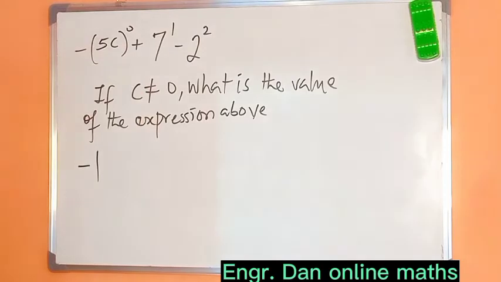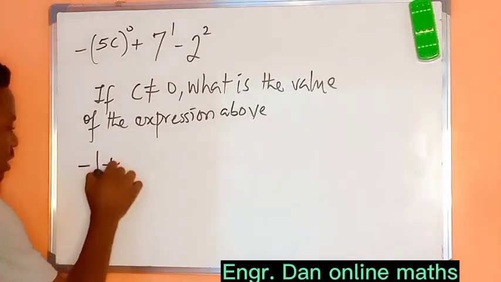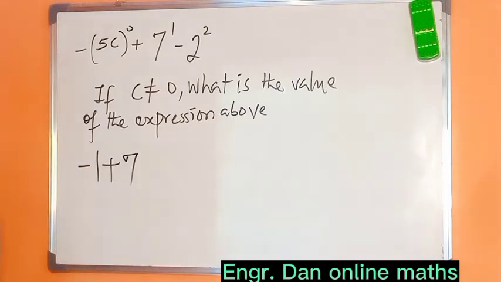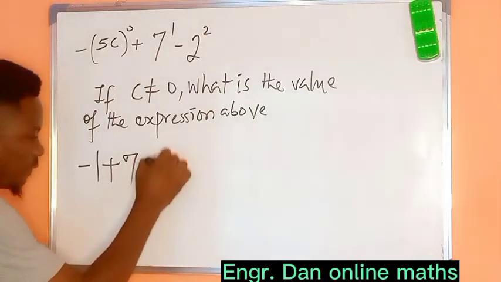Okay, the next term, 7 raised to power 1. 7 raised to power 1 is 7, right? We'll just write plus 7. And 2 raised to power 2 is 4, isn't it? We can just say minus 4.